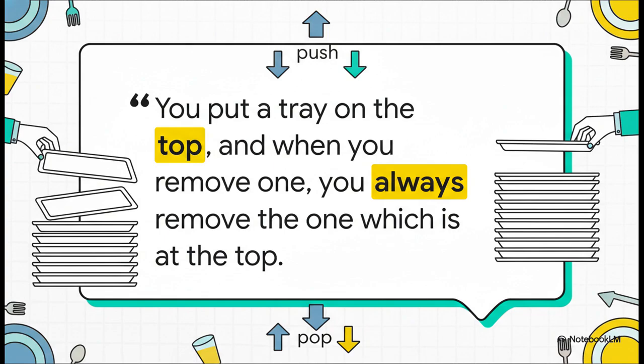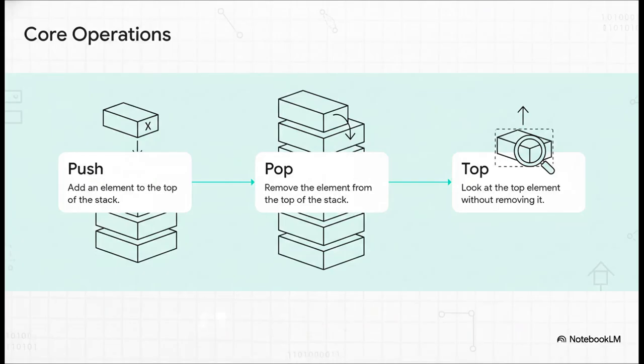It's that simple. Now, to actually use a stack in code, we only need 3 basic moves. When we add an item to the top, we call that a push. When we take the top item off, that's a pop. And if we just want to look at what's on top without removing it, we call that top or peek. And that's really it. Push, pop, and top. With just those 3 simple commands, we're going to crack our stock span puzzle wide open.